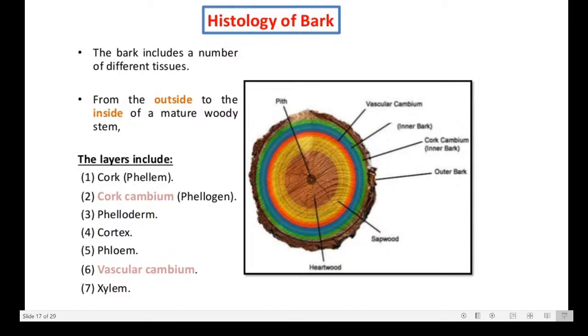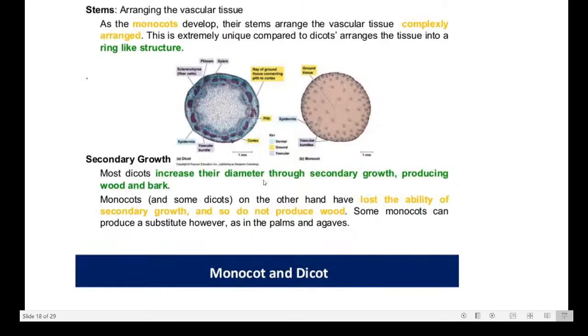Phellogen is the inner layer. You can see the outer bark, inner bark, then the inner layer, vascular cambium, pith, sapwood, and heartwood. Based on this identification, we go to the microscopical or macroscopical image. If you cut the stem of a tree, or the branches of the tree, you can easily identify whether it is dicot or monocot.